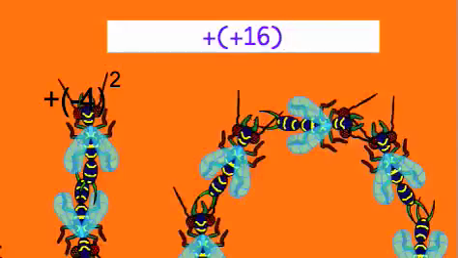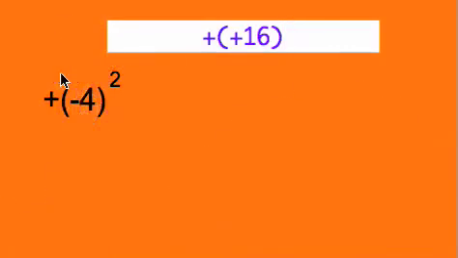And anything to the power of 0 is 1. And here we have a negative to an even, which is positive. So we have a positive in front of positive 16. So a negative to an even is positive. I forgot to take out all the brackets and stuff, but the answer is 16.